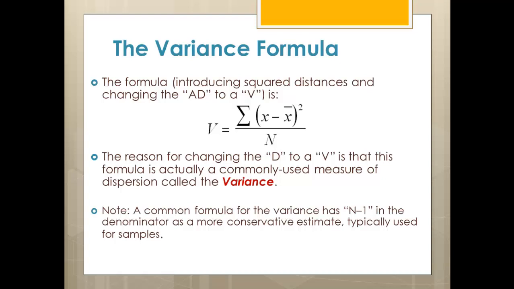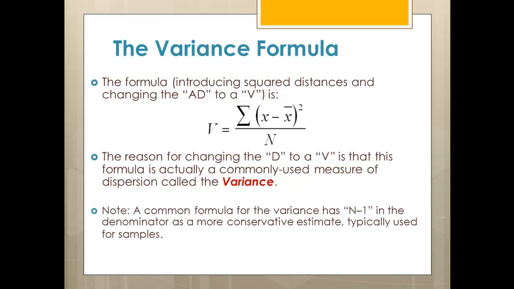This is called variance. If you look at this formula at the top, we take x minus x bar, which is the mean. We square it, then we add up all those squared deviations, and then we divide by the number of deviations that there are.